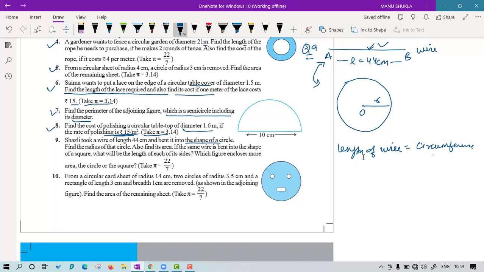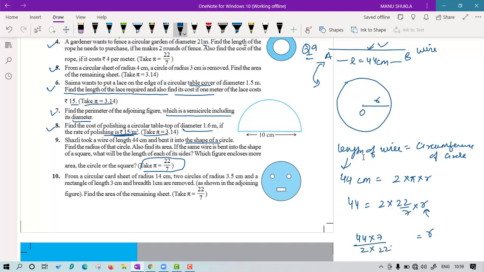It was simple. So length of wire is given to you as 44 centimeter and circumference is given by 2 into pi into r. Have they told you the value of pi? Yes, they are saying use pi equal to 22 by 7. So 44 is equal to 2 into 22 by 7 into r. Now only thing missing is radius. We will isolate it on the right hand side. 44 into 7 upon 2 into 22. So 22 2s are 2 to cancel. We have got r equal to 7 centimeter. Now you can understand why they were saying to take pi equal to 22 by 7, because it was easy for you to solve.